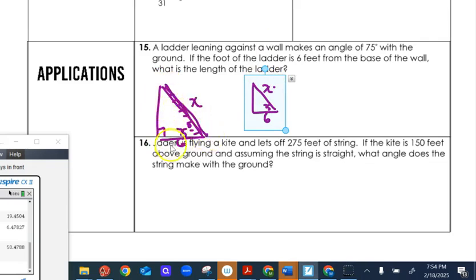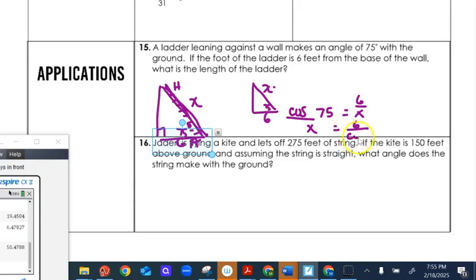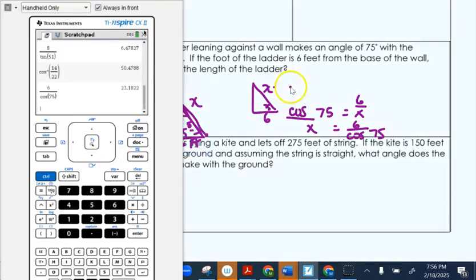We know it's 75 degrees, and we've got adjacent and hypotenuse, so that's going to be cosine of 75 equals the adjacent over the hypotenuse. Remember to switch these around. So we've got this portion, and the length of the ladder is approximately 23.2 feet.